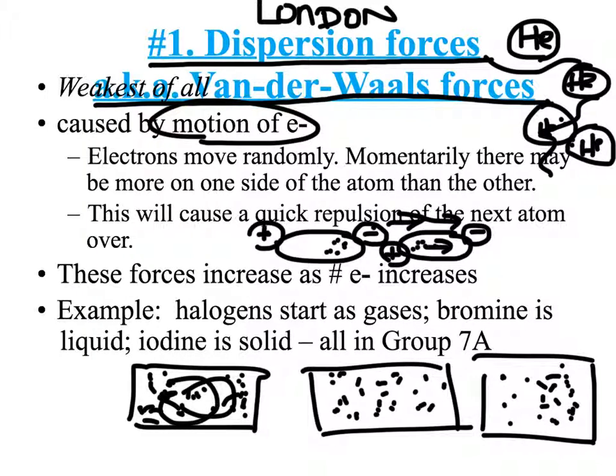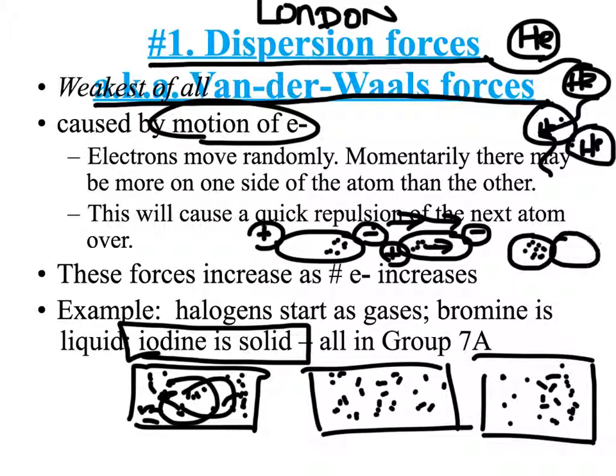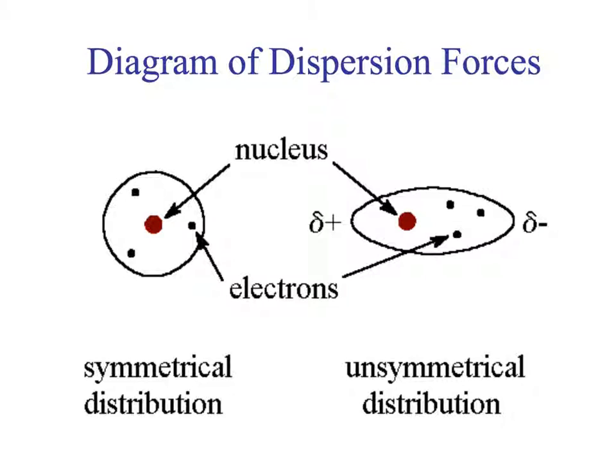But if we look at something like iodine, which is further down the periodic table, it has so many electrons that this one factor, just this random motion of electrons, is enough that it makes iodine molecules stick together. And iodine is actually a solid at room temperature, just because of the random motion of electrons, because there are so many electrons.